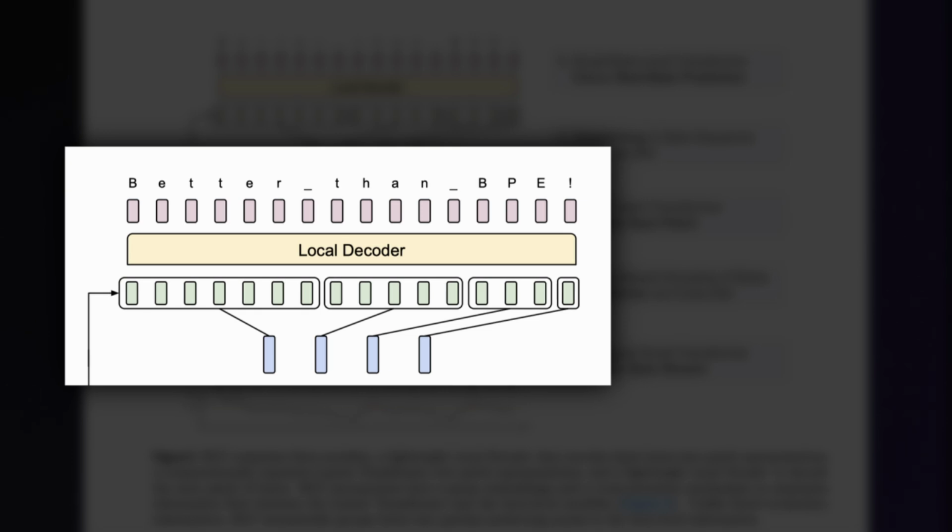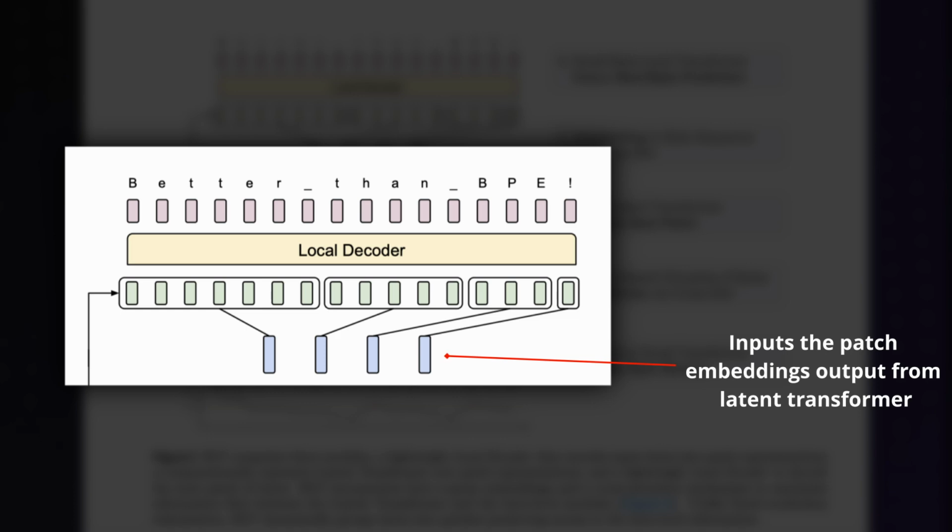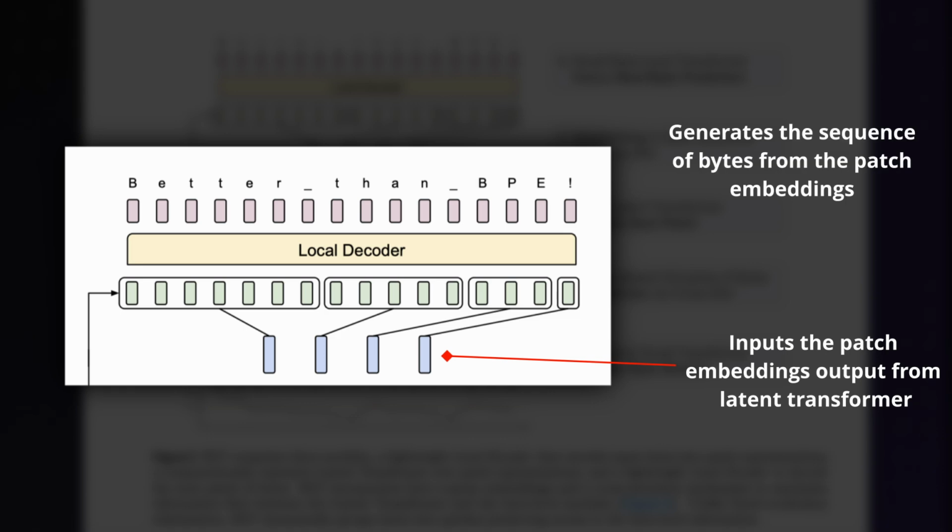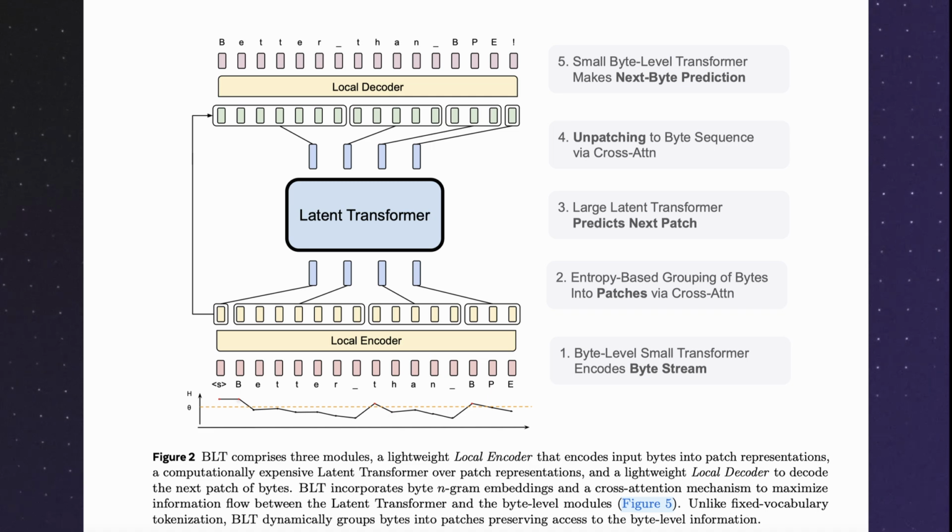Finally, we have the local decoder model, which essentially reverses what the encoder did. Just like in an autoencoder, the decoder expands the latent space back to the original space, meaning that the local decoder in the BLT inputs the sequence of output patch embeddings from the latent transformer and unrolls that into a sequence of bytes. The architecture behind the local encoder and local decoder are practically the same, just with reversed roles. So understanding one very thoroughly would help you understand the other. So let's talk about the final puzzle, the local encoder.